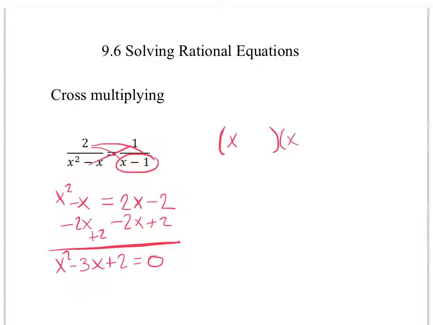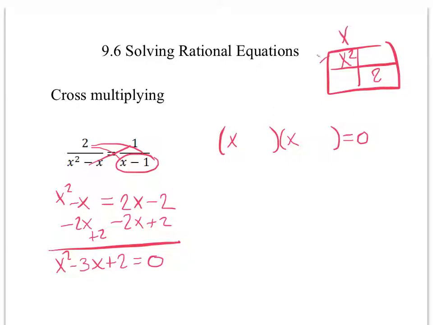And remember, since it's equal to 0, we can do the double bubble and set those equal to 0. So if you need to, use the box. So we've got x squared and 2. That would be x and x, 2 and 1. And if they're both negative, that would give me a positive 2 in the box, but it would also give me a negative 3x in the middle. So my bubbles are x minus 2 and x minus 1. So then we go ahead and solve. x minus 2 equals 0 and x minus 1 equals 0.